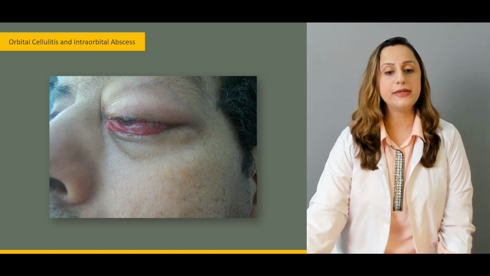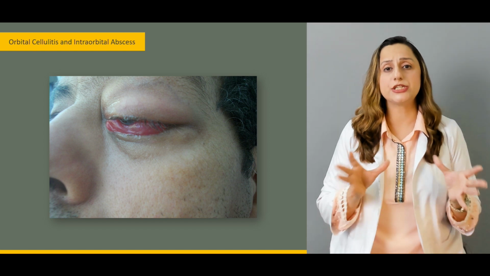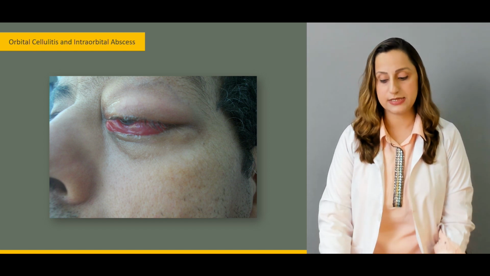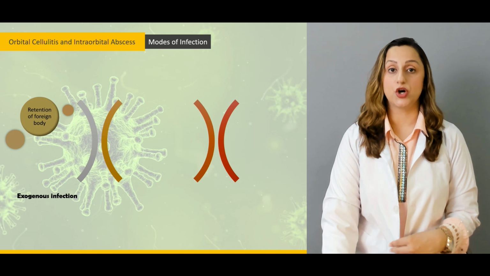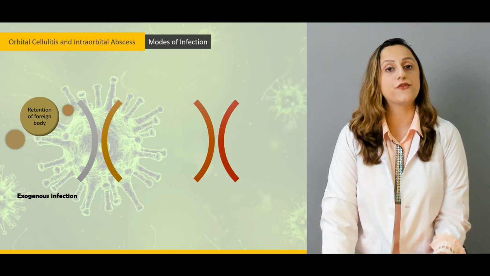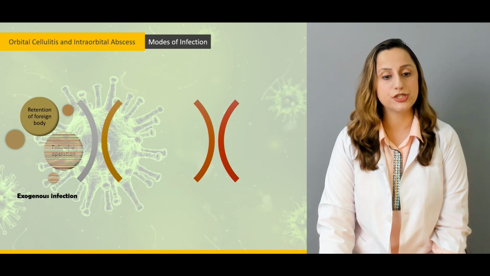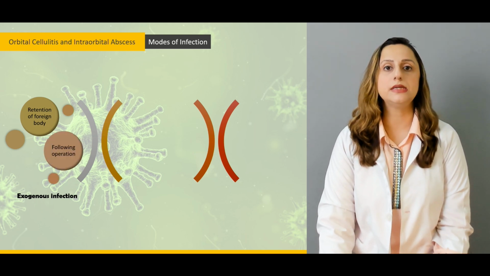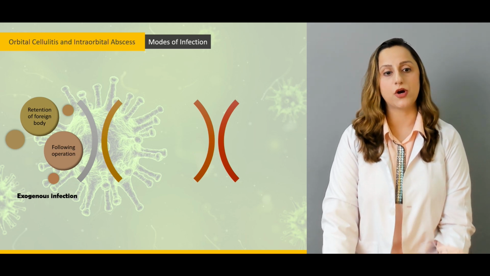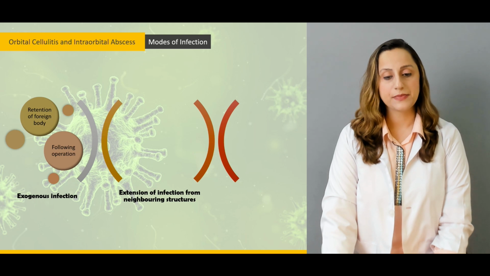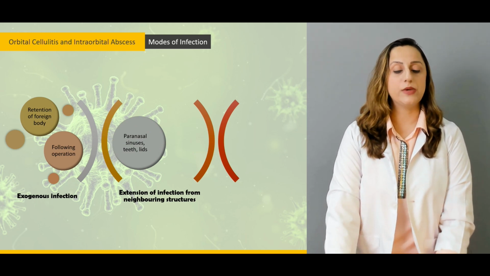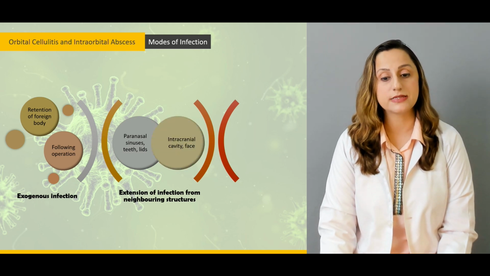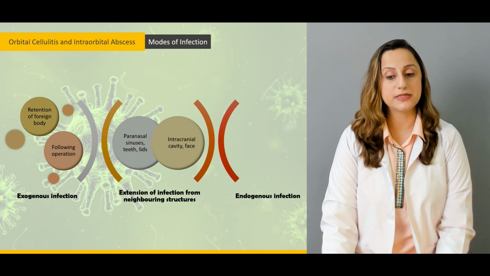The picture again would be swelling, redness and irritation in these patients of orbital cellulitis. As for the modes of infection, there can be an exogenous infection due to retention of a foreign body or due to any trauma to the orbit. Even following surgical procedures, you can observe orbital cellulitis or these abscesses. Extension of infection from neighboring structures can be noted. We can have the paranasal sinuses and the lids involved in these individuals. The intracranial cavity and the face are sometimes included.